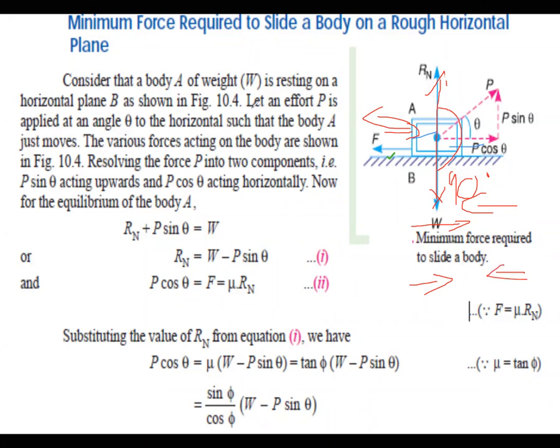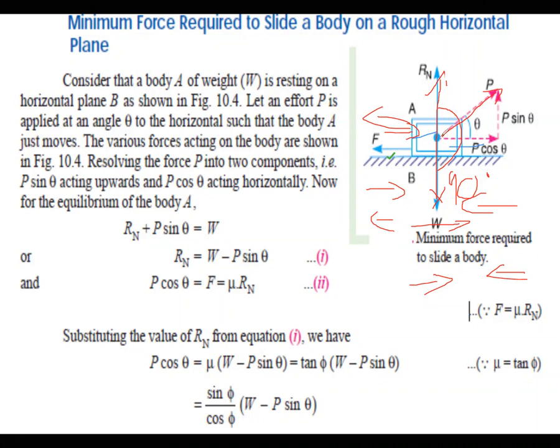So let me consider a body resting on a horizontal plane as shown in the figure. Let an effort P be applied at an angle of theta. This is the applied force. I am not taking it parallel to the horizontal direction, from right to left or left to right, but here the pulling force is inclined at some angle to the horizontal, such that the body A just moves.